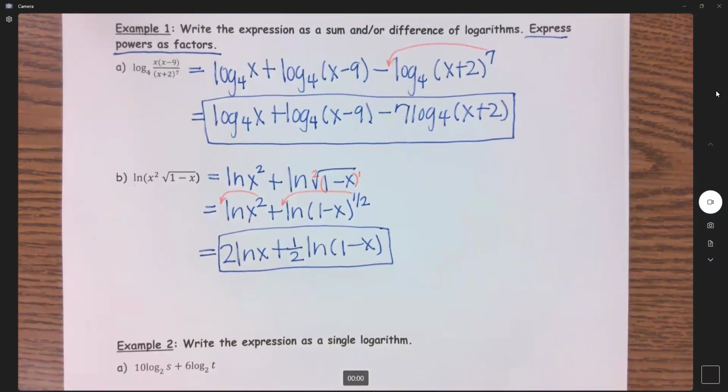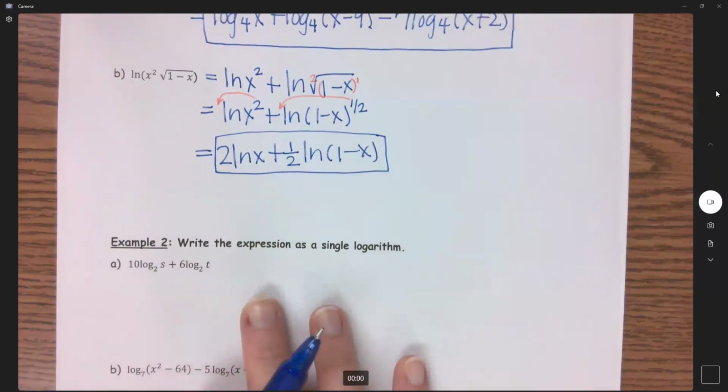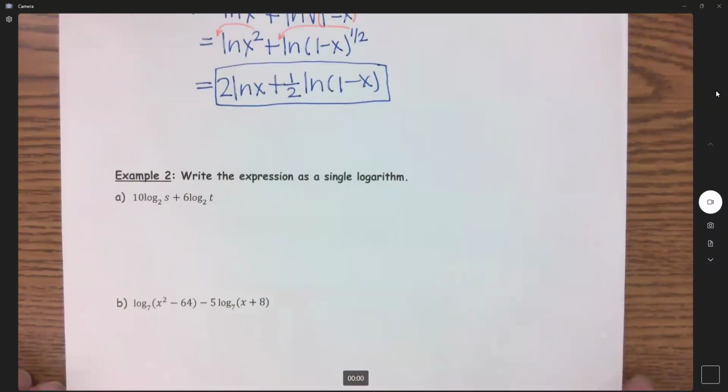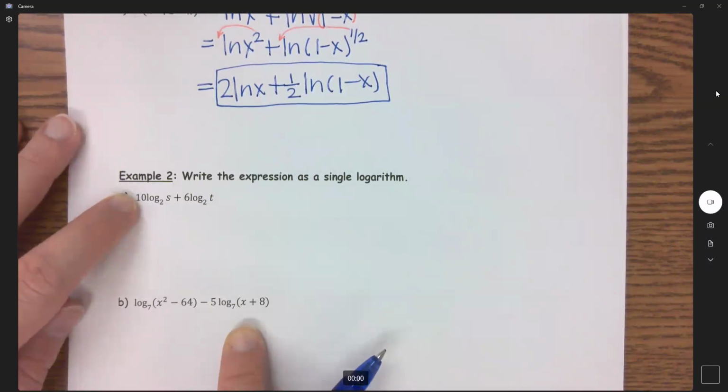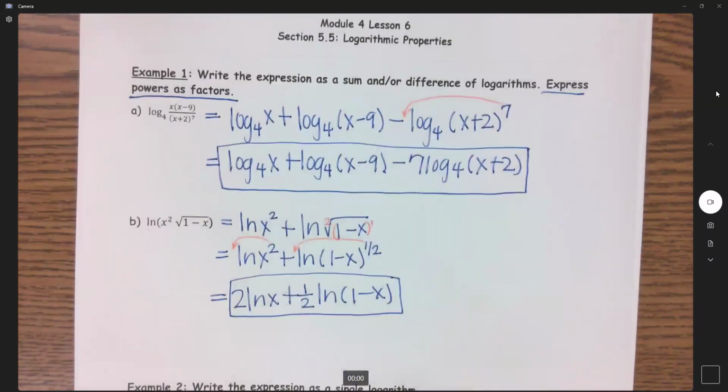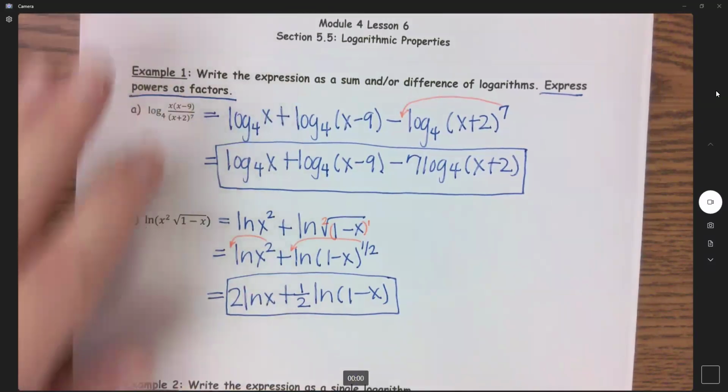Example 2, we now want to go the opposite direction. I want to write my expressions as a single log. So I have multiple logs here. I need to condense it to 1. We're going to do this in the opposite order.